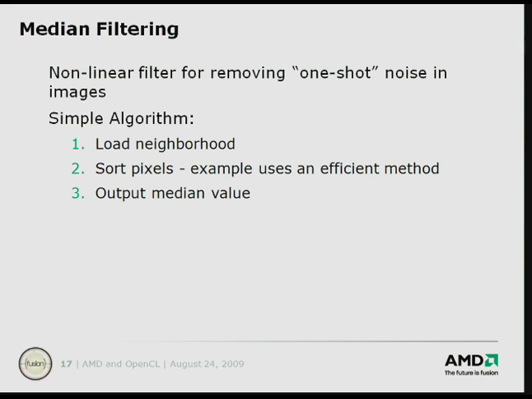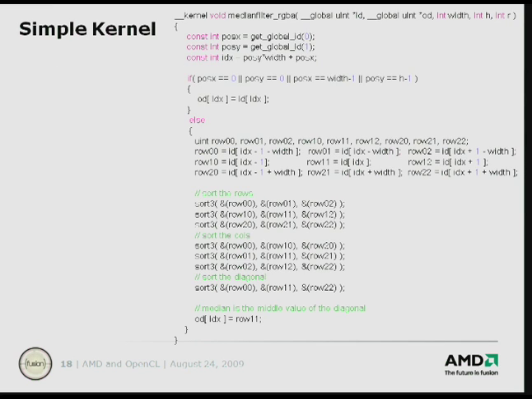So let's talk about median filtering. This is just a baby example. It's easy to look up. There's an article on Wikipedia on median filter. It comes up commonly. What it's used for is to remove one-shot noise from images. It's a really simple algorithm, which is why it's here as an example. Basically, you load a small neighborhood of pixels. You sort the pixels. You hopefully use an efficient method in registers. You only have to sort the neighborhood, and then you output a median value. It's very simple. So here's all the code for the simple kernel, and this is a naive implementation of the kernel.